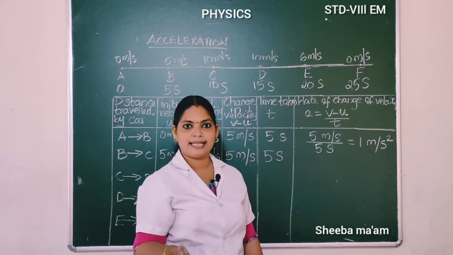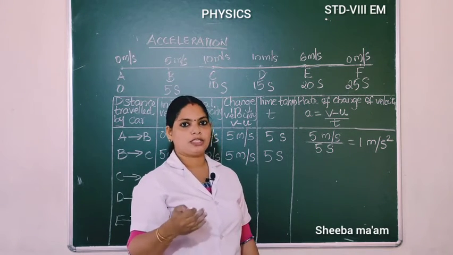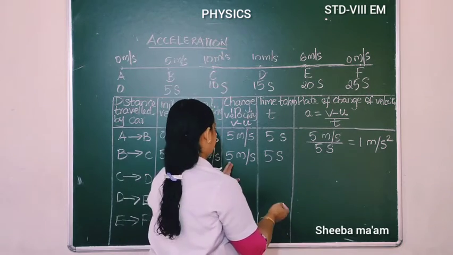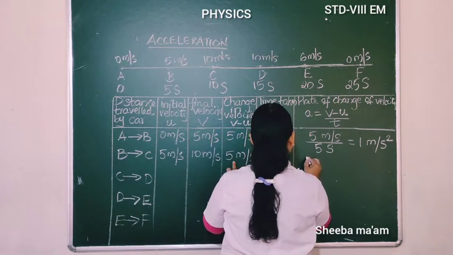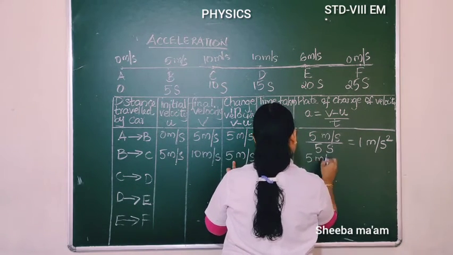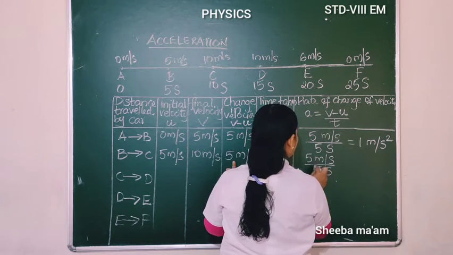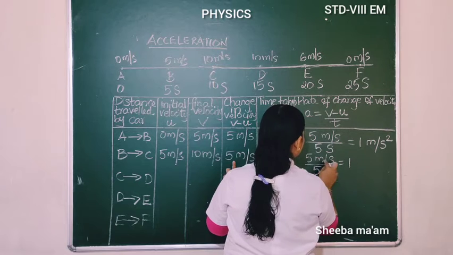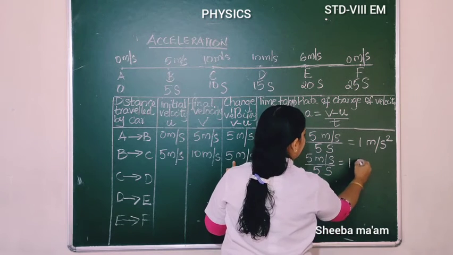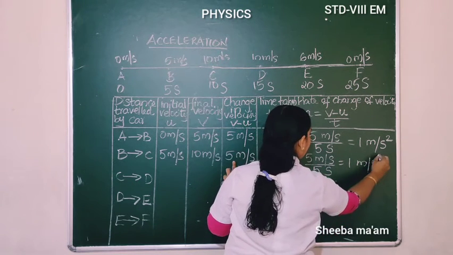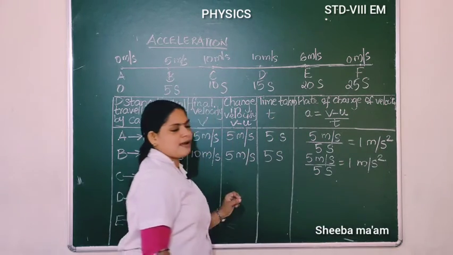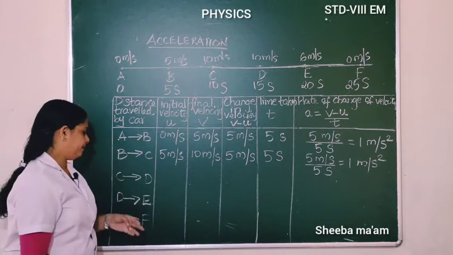Next we are going to calculate acceleration. How will you calculate acceleration? Change in velocity by time. That is, change in velocity is 5 meter per second by time, 5 seconds. 5 divided by 5, that is 1. Meter per second divided by second, that is meter per second square. Here the acceleration is 1 meter per second square.